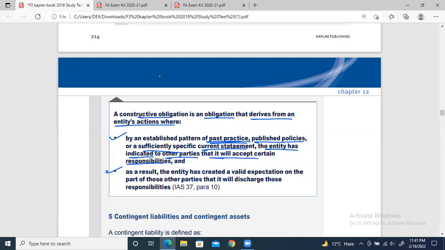Legally he is not obliged to do it, but constructively, yes, because of past practice, because of the customers' mindset, he has basically influenced them, right? And the second thing is, as a result, the entity has created a valid expectation on the part of those other parties. So the word over here is valid expectation. The customers who go to them will think in their mind, as there's a word, brand image, right? Whenever a person is walking into a brand, a shop, he has a brand image, like what does this brand offer, do customers actually buy it? Everyone has a different perception. So the same thing is happening over here.